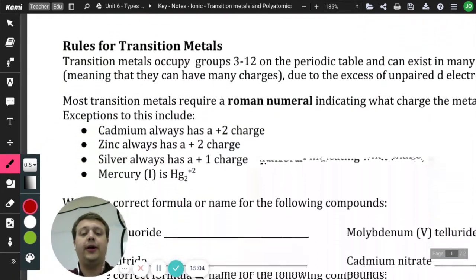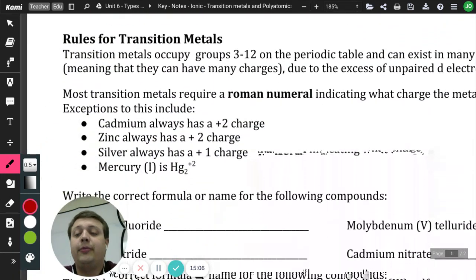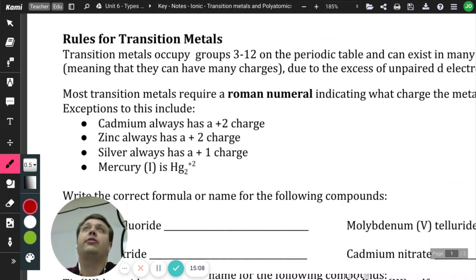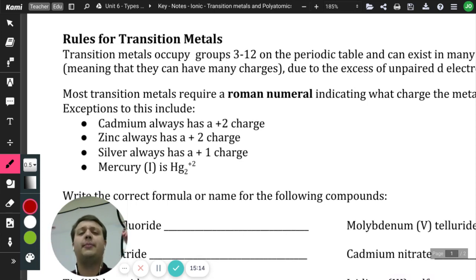So let's move on to transition metals. Now, y'all know that we've talked about transition metals in the past as kind of having this different thing that happens, and that's why we don't talk about them having a certain charge or anything like that. Well, the reason that we talk about transition metals in that way is that transition metals can actually have different charges. So sometimes they could have a +1 or a +2 or 3 or 4 or 5 or 6.